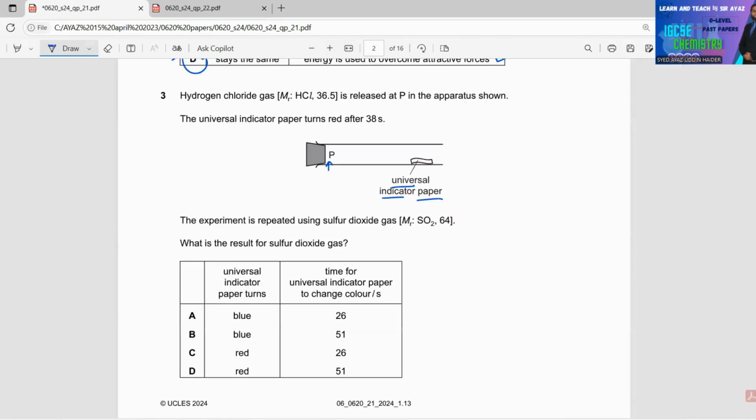Now, looking at the Mr, it clearly shows that the time taken by the sulfur dioxide must be higher than HCl. The reason is that it has higher Mr than HCl, so it will take more time. What about the effect on universal indicator paper? Like HCl, SO2 is also acidic, so it will also turn it red. So universal indicator paper turning red, either C is correct or D is correct. Both A and B are incorrect. And the time taken will be higher than the time taken by hydrogen chloride. So D must be the right answer in this case.